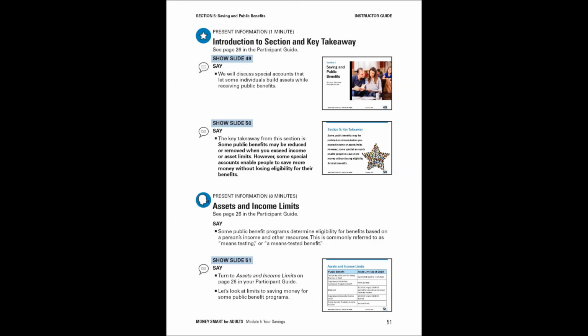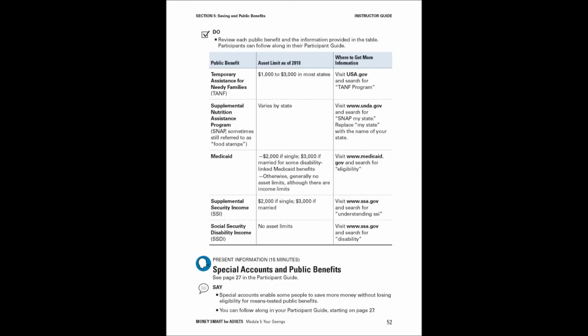So showing slide number 51, you're going to also ask them to turn to page 26 in their participant guide to look at some limits to saving money for some public benefits programs. So follow the do prompts in the instructor guide to have the discussion around reviewing each of the public benefits and the information provided in the table. Then there is special accounts and public benefits. This is on page 27 in the participant guide, and you want to follow the prompts in regards to what to say in regards to these different accounts.